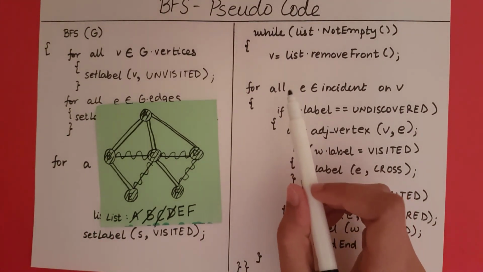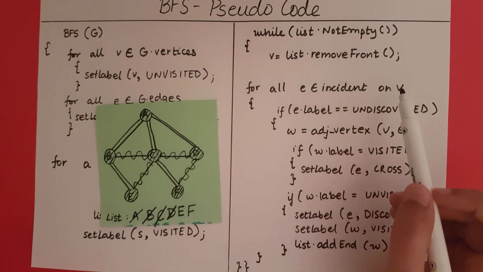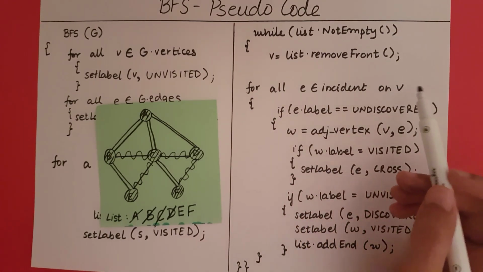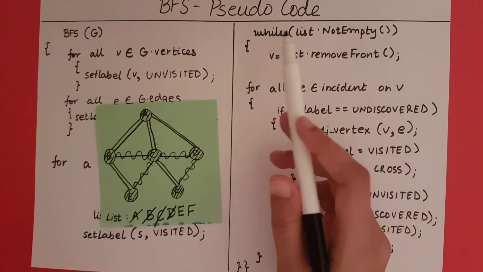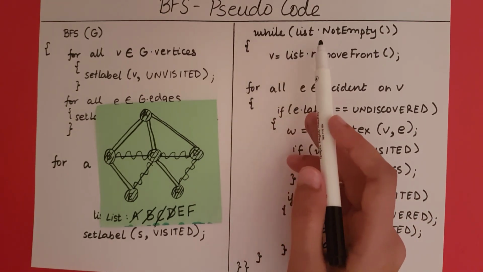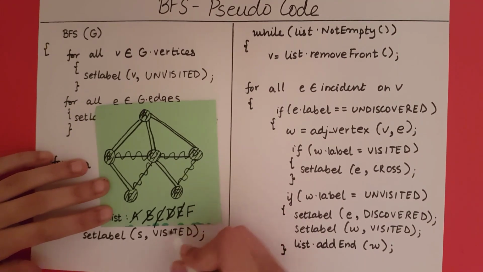Then I go again. Are there any more edges incident on V or D in this case? No. So my for loop ends. I go to the next iteration. I remove the first element of the list, E.